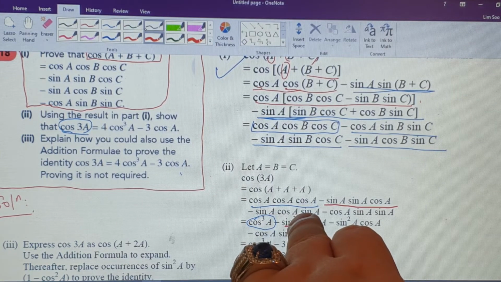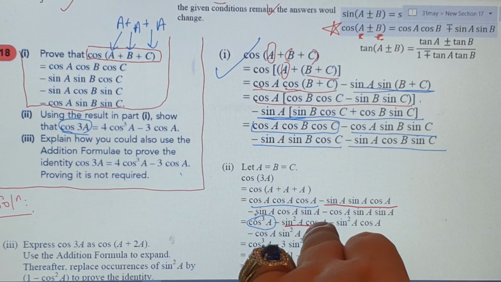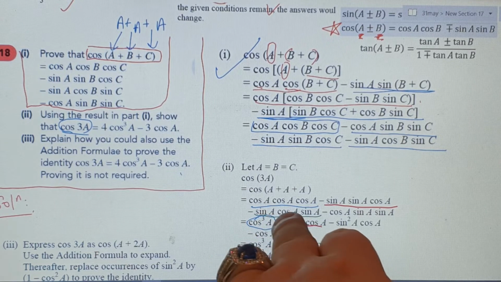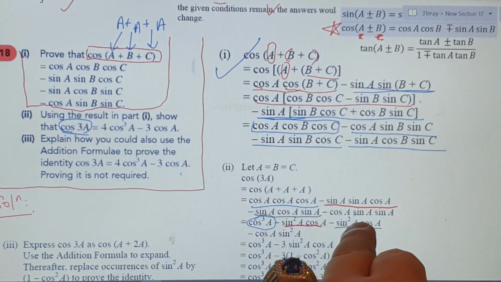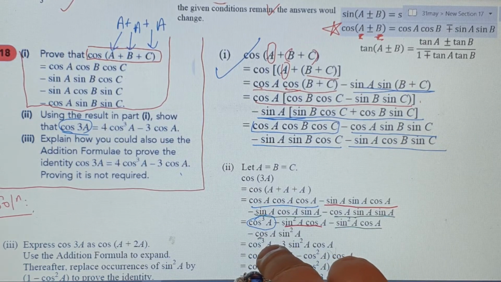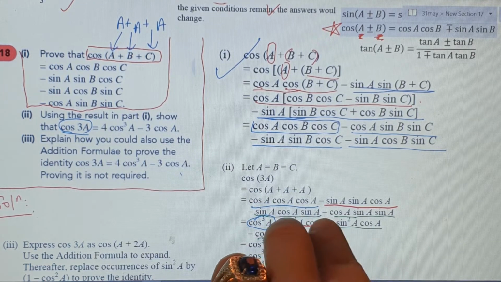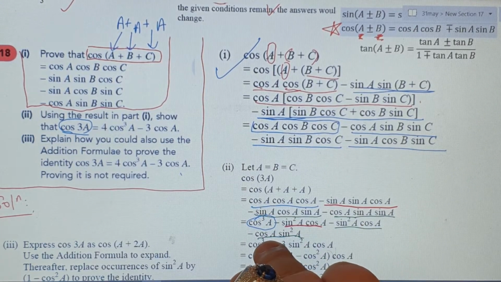Okay, now change color. Okay, you can try on your own. You try on your own. Use green. This part here is, you can combine the two sine square together, right? So you get this. Okay, and lastly, sine square A cos A, sine square A cos A there. Alright, now very nicely, can you see that this sine square A cos A appears 3 times? So it is actually minus 3 sine square A cos A like that.